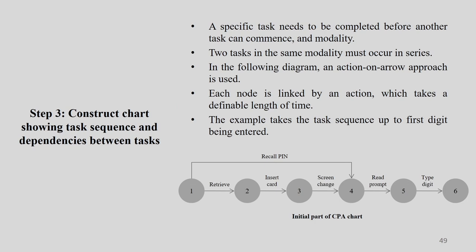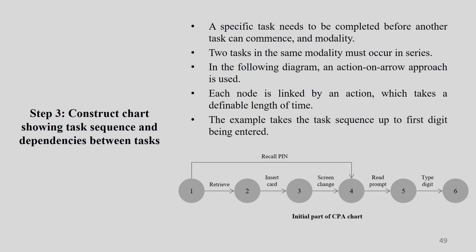Now the next step, the third step, is to construct the chart showing task sequence and the dependence between the tasks. So first you constructed it, now you give numbering 1, 2, 3, 4 as a sequence, and show how that sequence is dependent on each other. A specific task needs to be completed before another task can commence, and the modalities need to be mentioned. Two tasks in the same modality must occur in series. If it's manual and right-handed, using your right hand you have to do one after another. If both come together, the operator will not be able to perform. So tasks in the same modality must occur in a particular series.